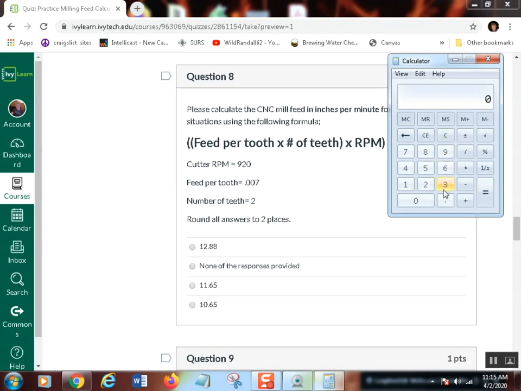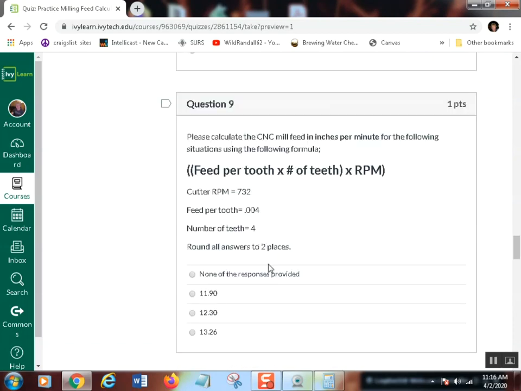Clear that out. Looks like we're going 7 thousandths. So that's a pretty heavy feed per tooth there. With 2 teeth, these aren't necessarily realistic. They're just giving you a chance, but that's pretty huge. Okay, so that times 2 equals 14. And we're going to take that times 920. I'm going to get a... yeah, I can tell you right now, unless that was a fly cutter, which it could be, and I was only taking a very light cut, that's a pretty heavy feed. 12.88 inches per minute. Okay, next one.